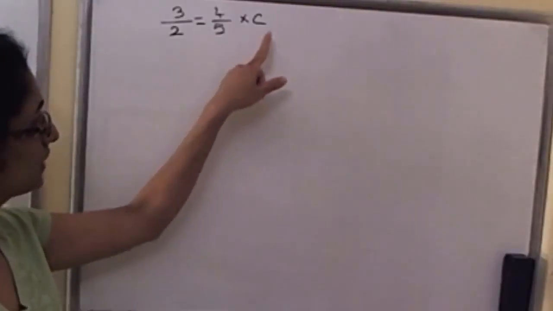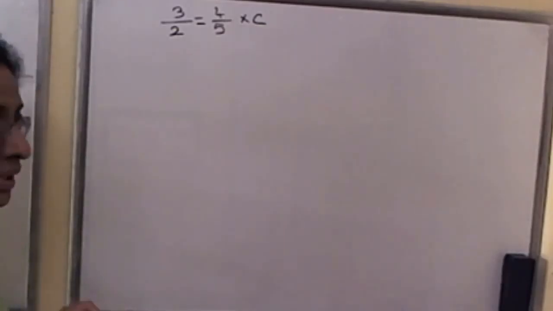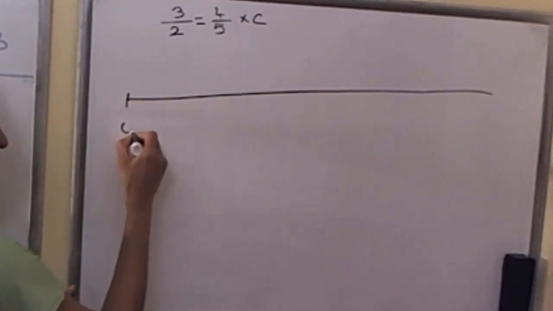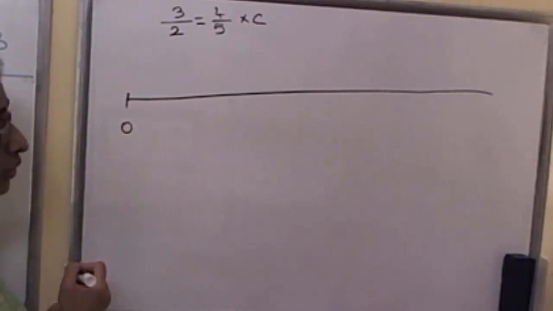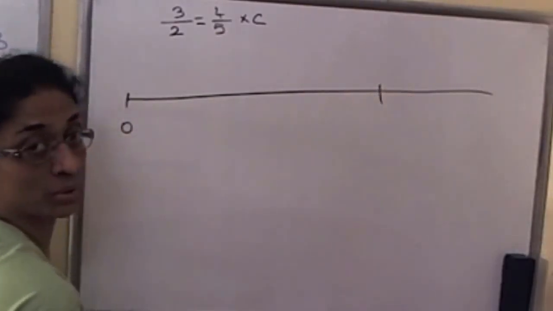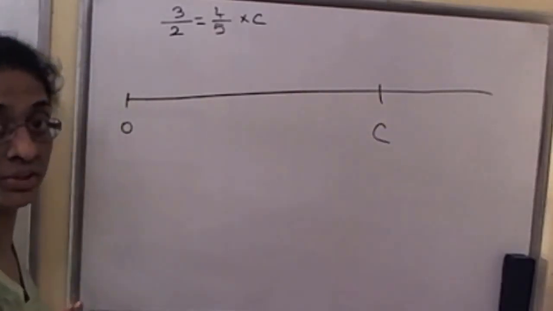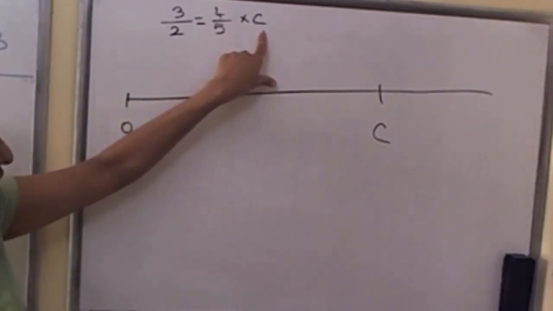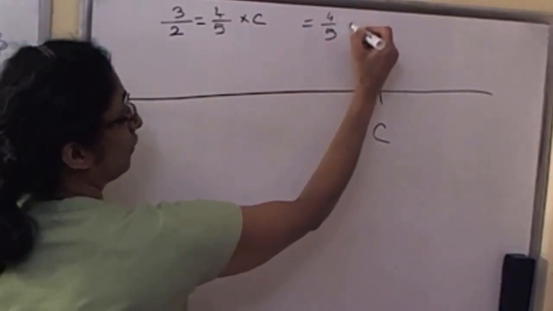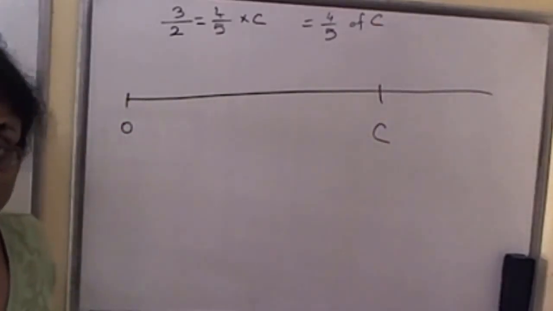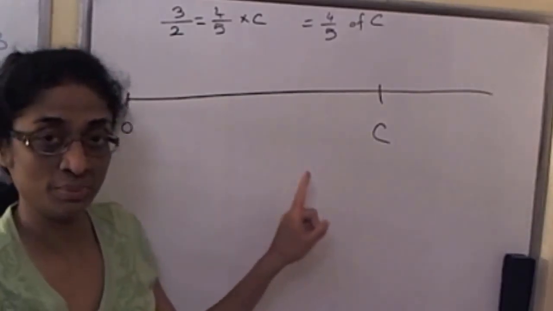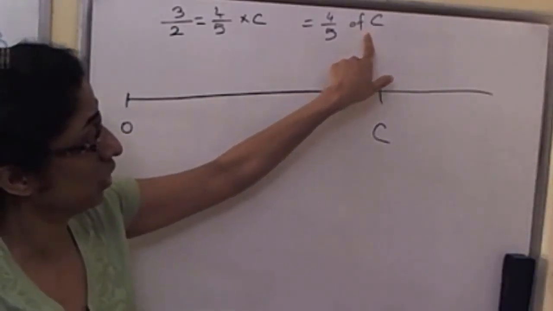To figure out C, we proceed as follows using the number line. We draw a line, mark off a point, and label it as 0. We don't know what C is, so we simply mark off some point and say C is that point. Now look at this, 4/5 times C. We can also think of it as 4/5 of C, the same thing as we discussed in another video. Now we are going to try to locate the point on the number line that is 4/5 of C.